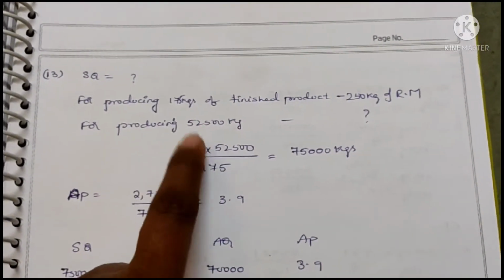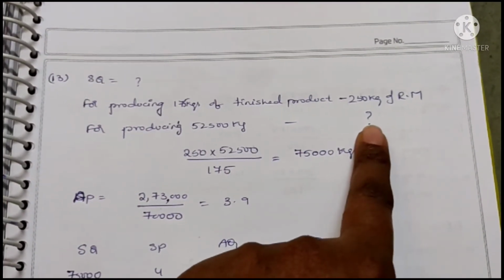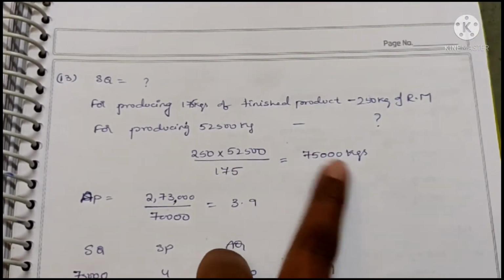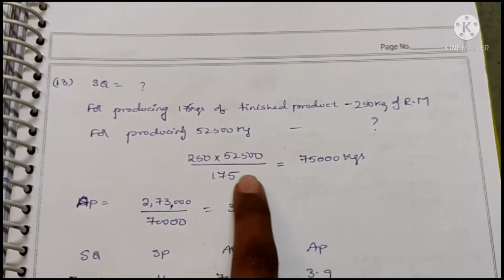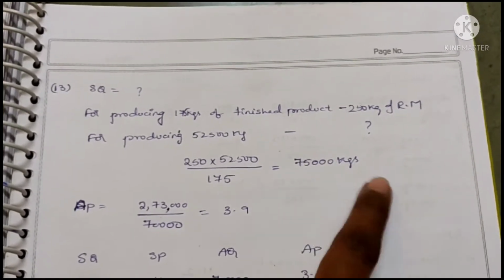For producing 52,500 kgs, how much raw material do we require? Standardly how much is required? Cross multiplication: 250 into 52,500 divided by 175. So 75,000 kgs of raw material is required standardly.